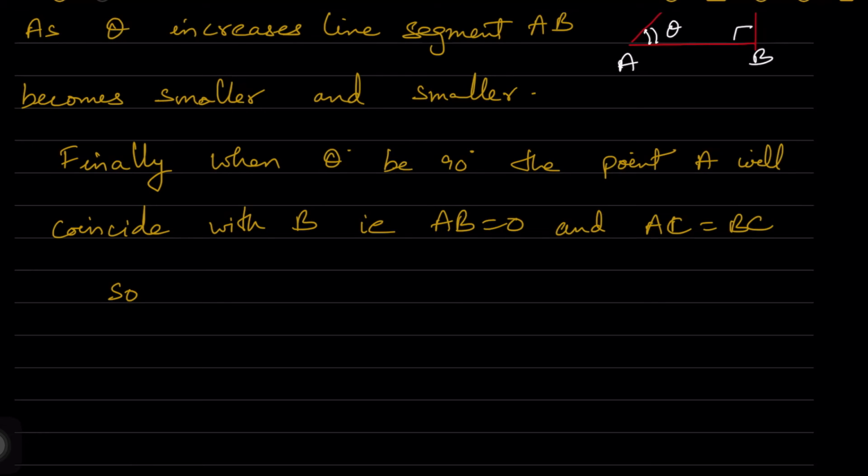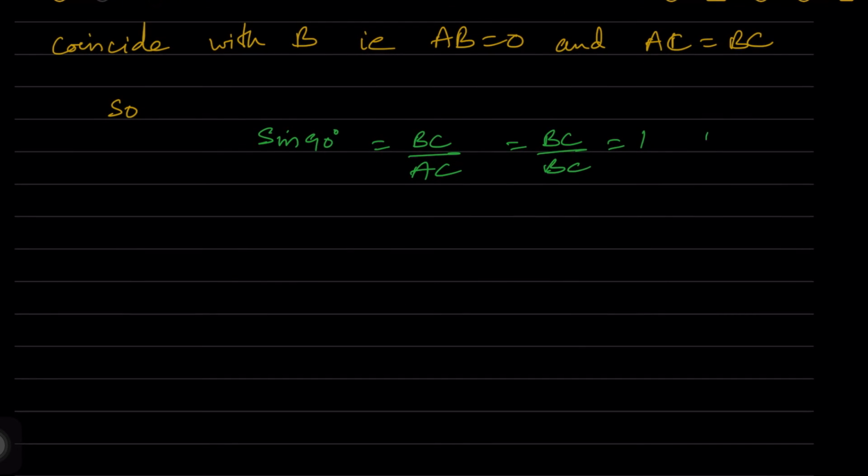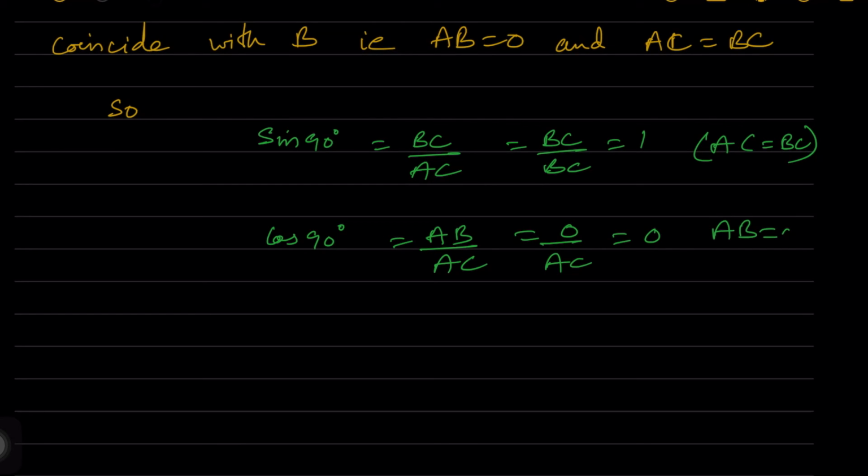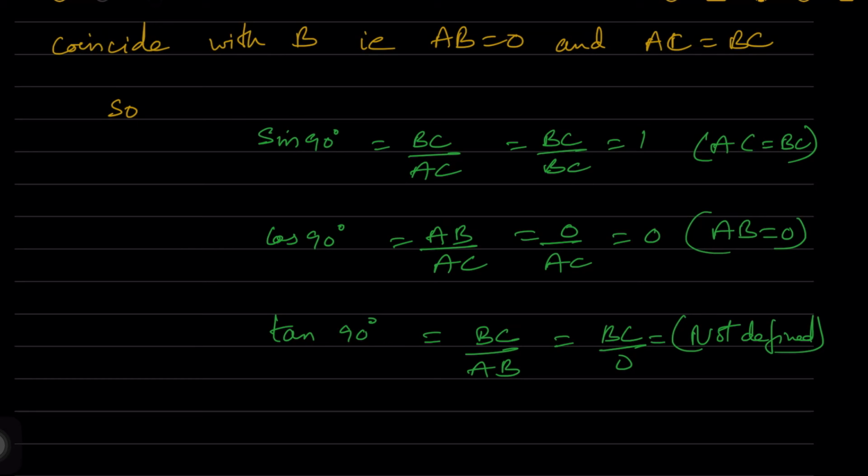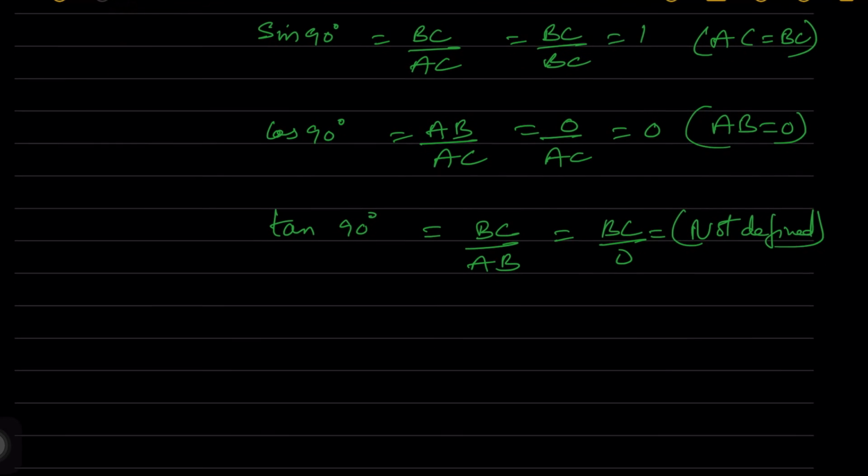Sin 90 is equal to BC by AC, which is equal to BC by BC, since AC is equal to BC. Now cos 90 is equal to AB by AC, which is equal to 0 by AC, which is equal to 0, since AB is equal to 0. Therefore, tan 90 degrees is equal to BC by AB, which is equal to BC by 0. Therefore, it is not defined.